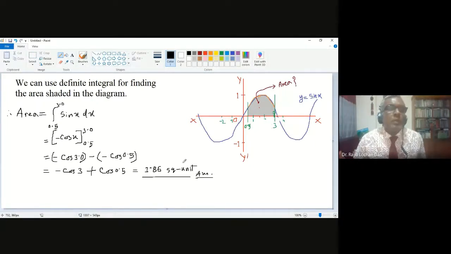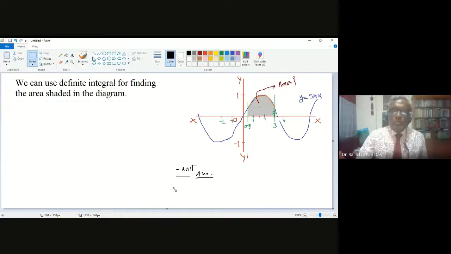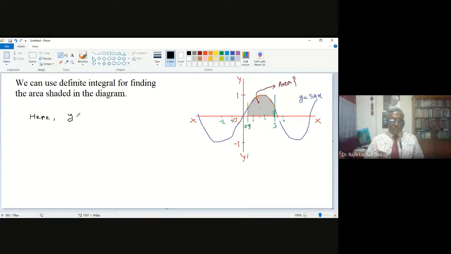Okay. Now let me move to the arc length matter. So let's see what happens over there. You already know the arc length formula. So you need to use differentiation. You start like this. Here the function is y equal to f(x) equal to sin x. This is the function. So it is the graph. It is already given in the question.